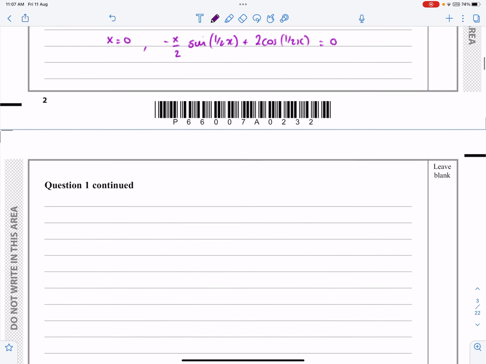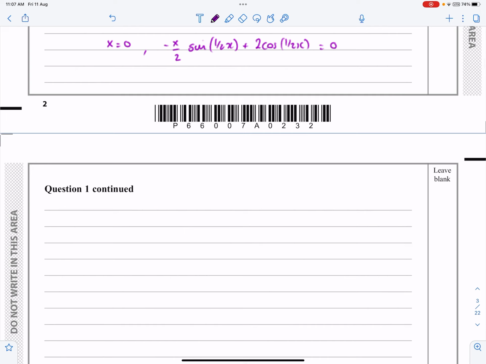So all I'm going to do is I'm going to say 2 cos a half x is equal to x over 2 sine a half x. In effect, I've just taken that over to the other side there. And now simply because the answer set involves arctan, I'm going to get sine over cos. So if I get sine over cos, I'm going to take that thing down there, which means I need to move this over to the other side.